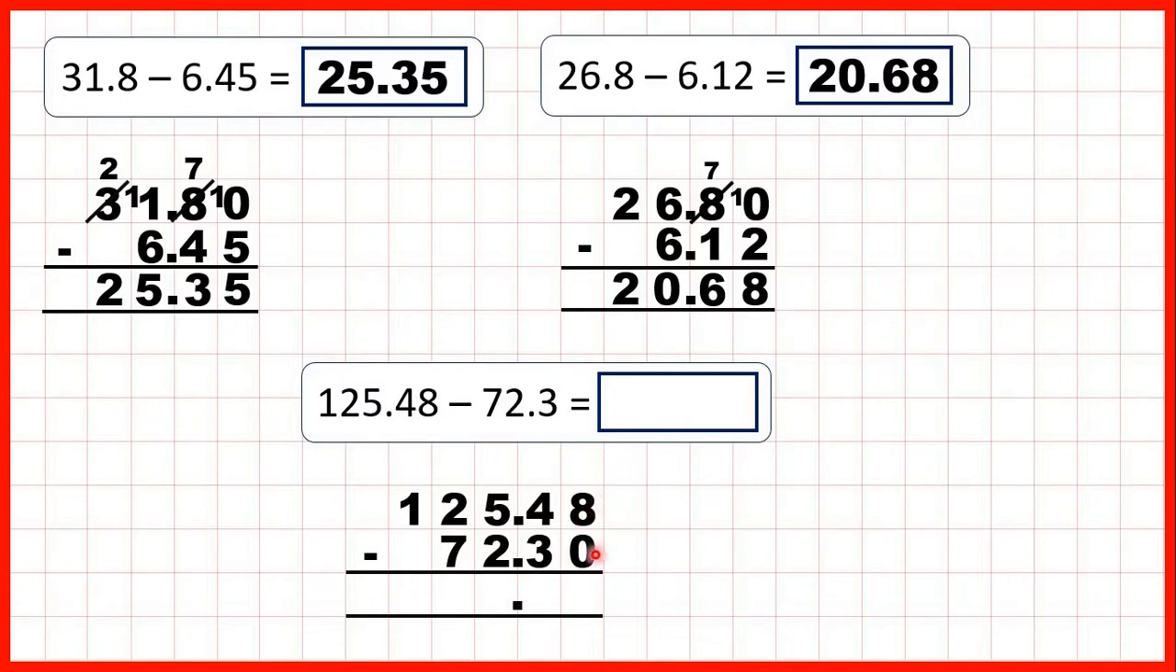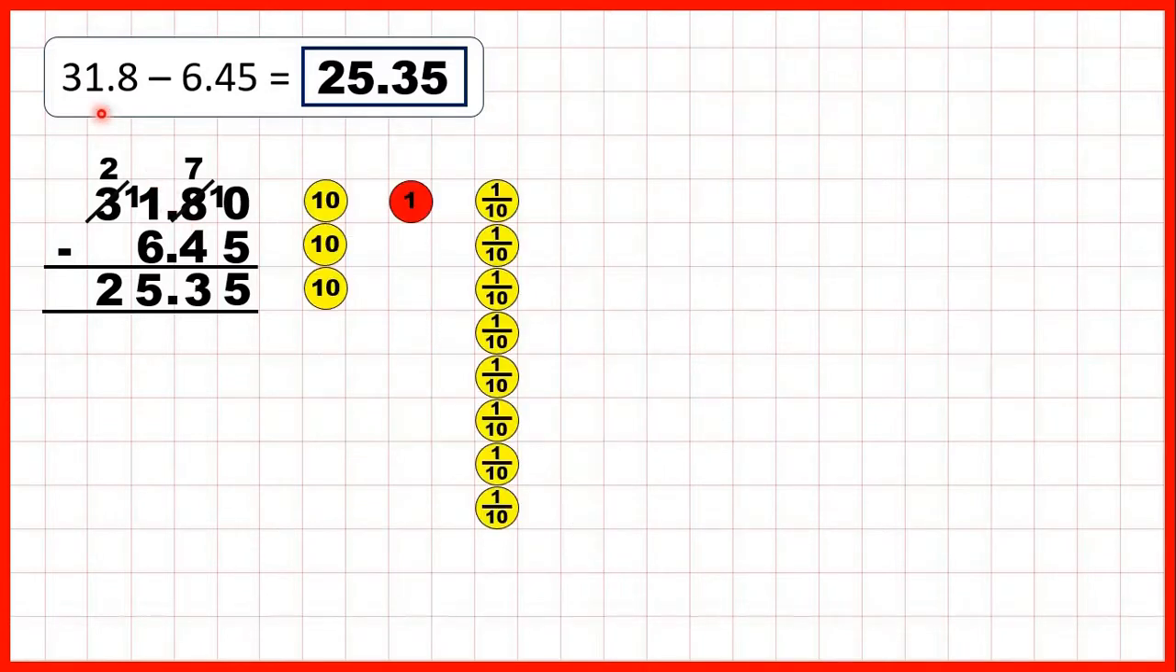Now 8 minus 0 is 8, 4 minus 3 is 1, 5 minus 2 is 3. We can't do 2 minus 7, so go to the left, 1 less, 1 in front. 12 minus 7 is 5, and 0 minus nothing is 0. So our answer is 53.18.